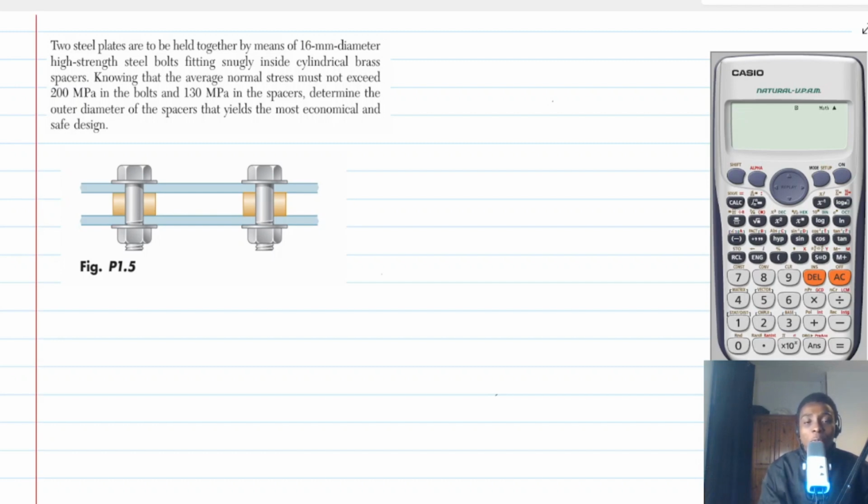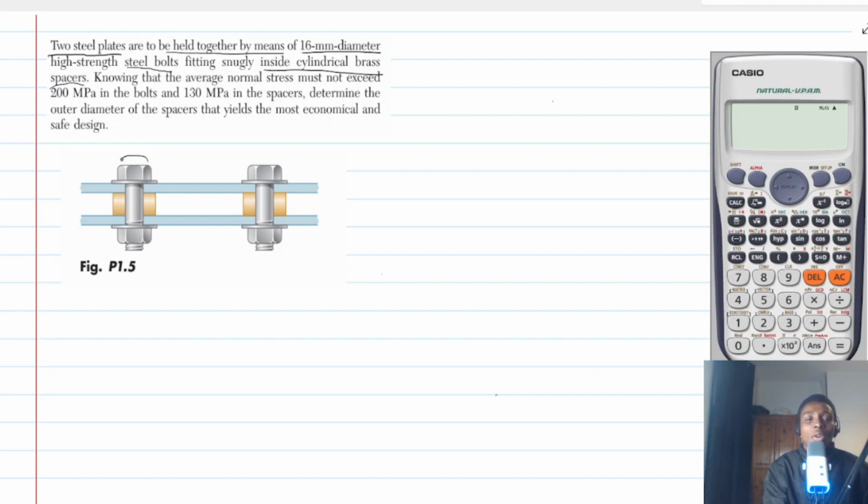All right, so in this video, I want to solve a problem with you to illustrate the concept of stress in a bolt connection. In this problem, we have two steel plates, and these two steel plates are to be held together by means of 16 diameter high strength steel bolts fitting snugly inside cylindrical brass spacers.